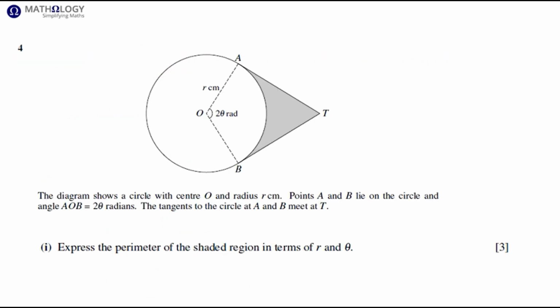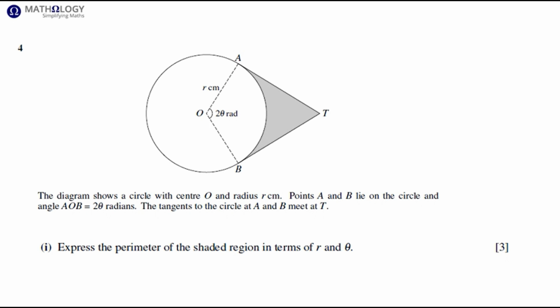The diagram shows a circle with center O and radius r centimeters. Points A and B lie on the circle, and angle AOB is 2 theta radians. The tangents to the circle at A and B meet at T. We're required to express the perimeter of the shaded region in terms of r and theta.